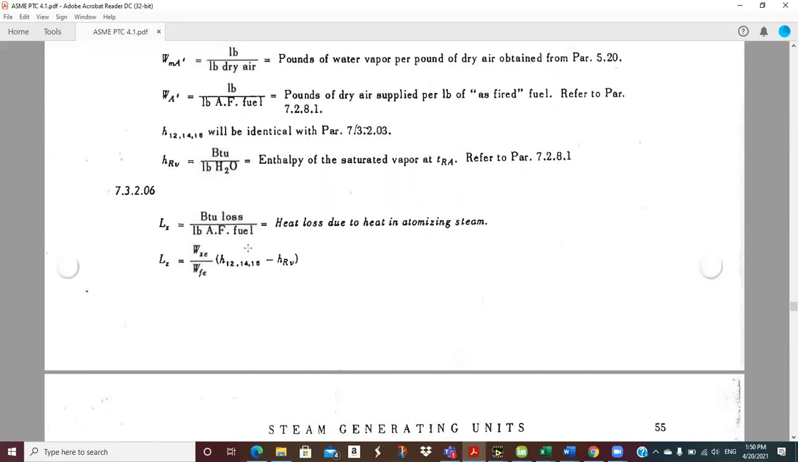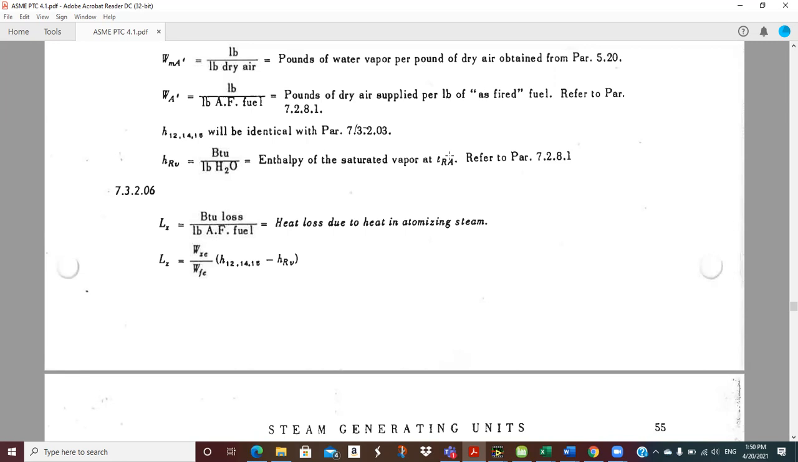So like this, just for example, this HRV, that's the enthalpy of saturated water vapor at TRA. That's the reference temperature. So when you do these tests, you have to establish a reference temperature. I usually pick like 70 degrees or 80 degrees or something like that. A lot of calculations are based on the reference temperature, and so you just pick one.